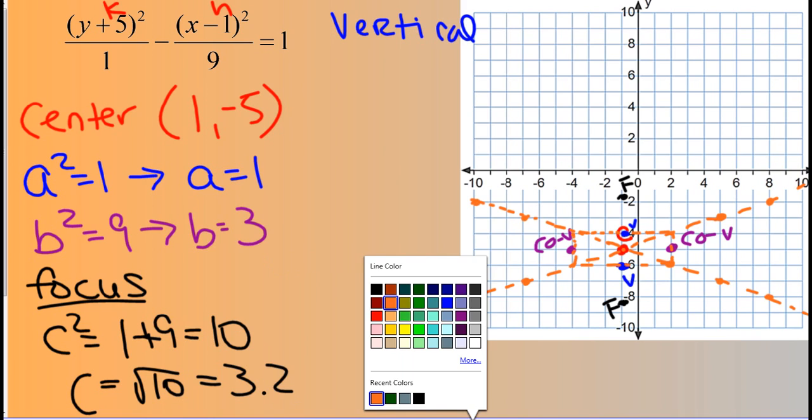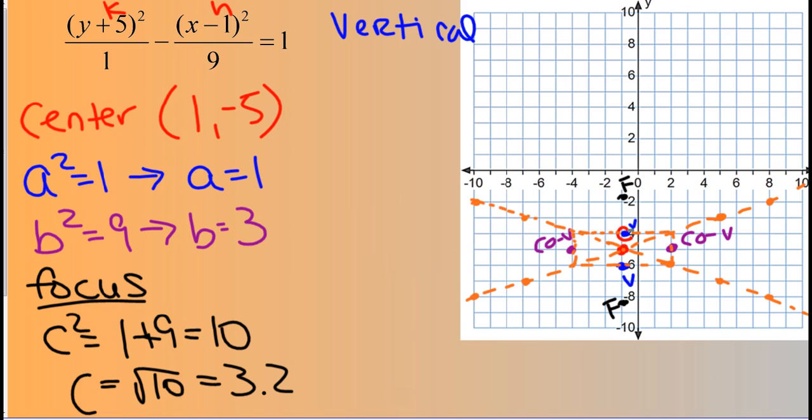I think I should really get a cookie or something because I keep wanting to say ellipse every time I say hyperbola, and I do a nice job of not saying it.